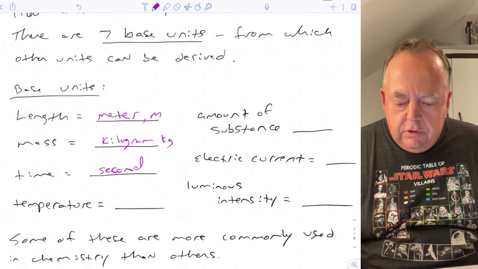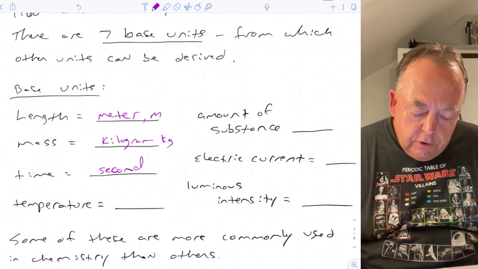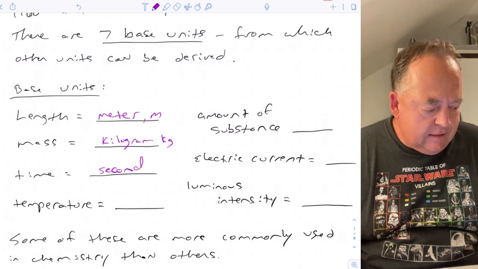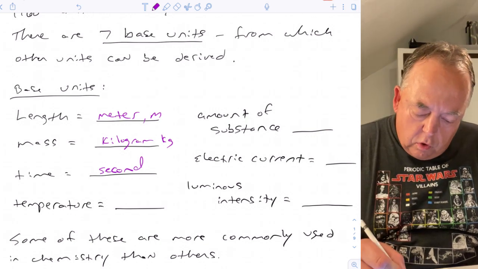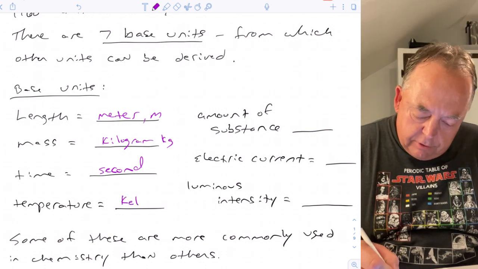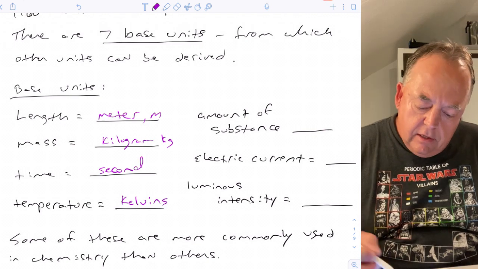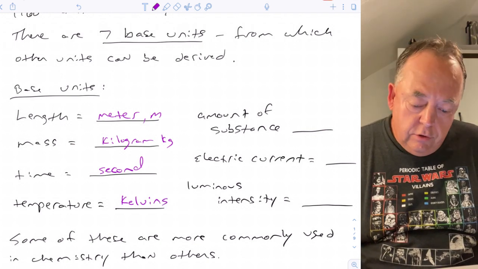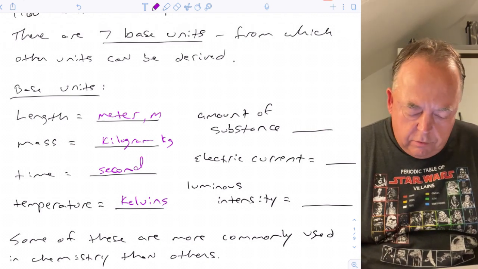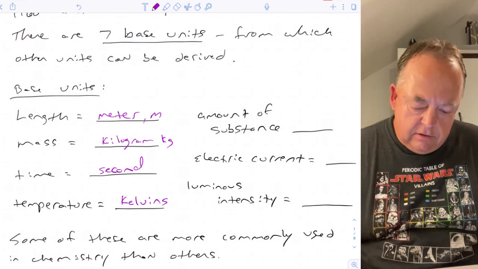And temperature. Most of you are probably familiar with 2 temperature scales, Fahrenheit and Celsius. In science, it's more common to use a temperature scale called kelvins. And so we'll talk a little bit more in another lecture about how to convert between Fahrenheit, Celsius, and kelvins.